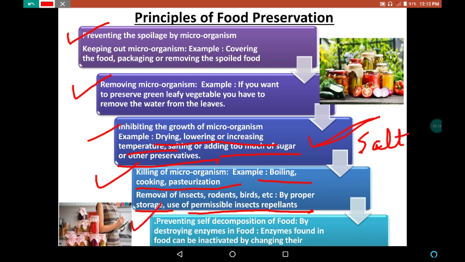The last principle of food preservation is preventing self-decomposition of food. How? By destroying the enzymes in food. Enzymes found in the food can be inactivated by changing their texture, their structure. So these are the principles of food preservation.